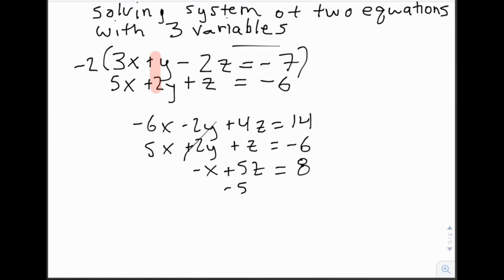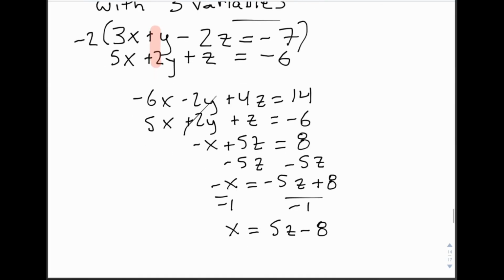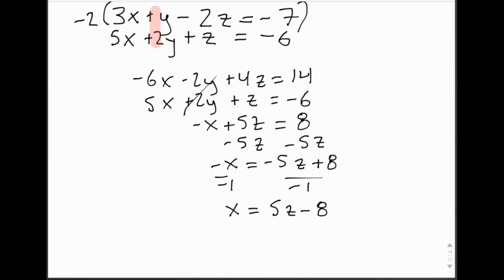So go ahead and subtract that 5z off, leaving you with negative x is equal to a negative 5z and then plus an 8. And in order to get x positive, we can go ahead and divide by negative 1, or x is equal to, in this case, a positive 5z and then minus an 8. So now that we have our x, what we want to go ahead and try to find is our y. So let's go ahead and try to solve for y. So we want y.